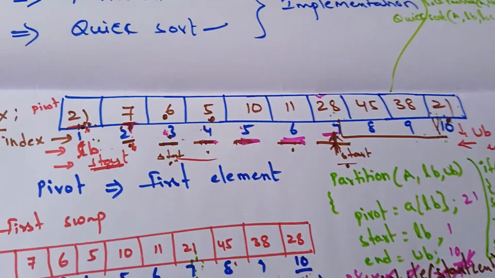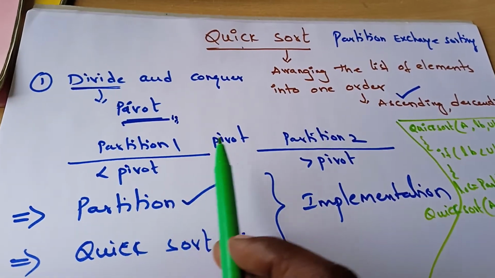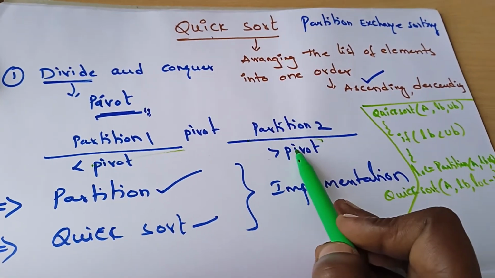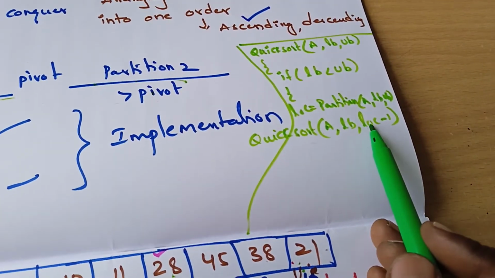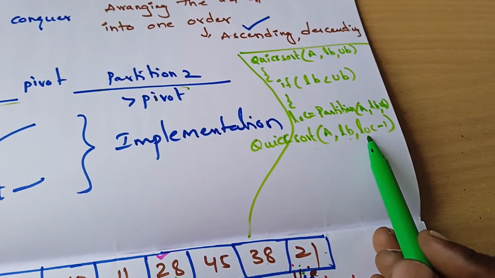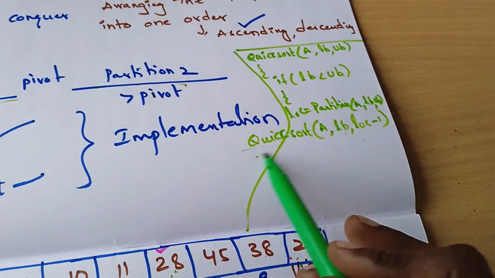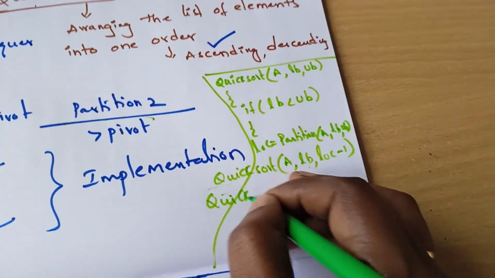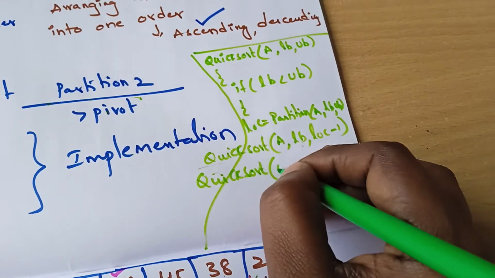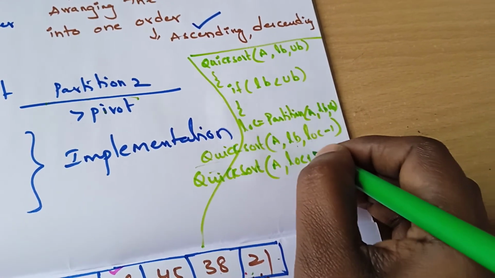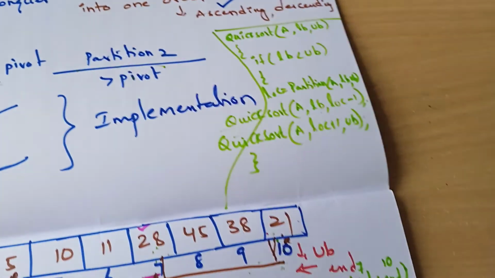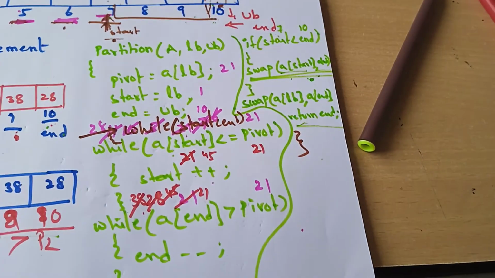Now I told you in the beginning of the video that the pivot element goes after one partition and before the other partition. So location is my pivot value. So lower bound to location minus 1 will again be applied quicksort. Now the other partition is quicksort of the array, location plus 1 comma upper bound. This is the quicksort algorithm, and this is how partition will work.